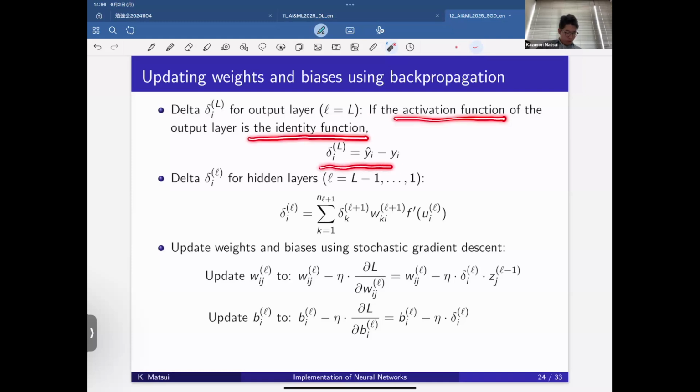Delta for hidden layers. To calculate delta for the L-th layer, we use delta for the L plus one-th layer and do this kind of calculation. By repeating this, delta is determined one by one from the output layer. Using this delta, we update weights and bias like this.